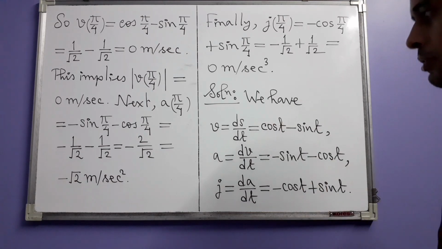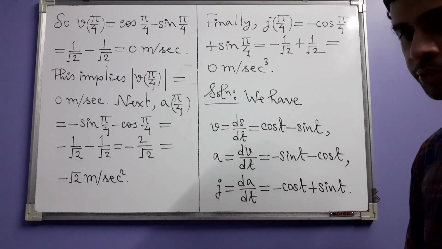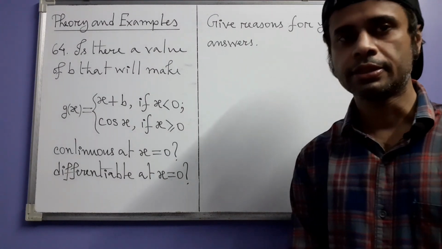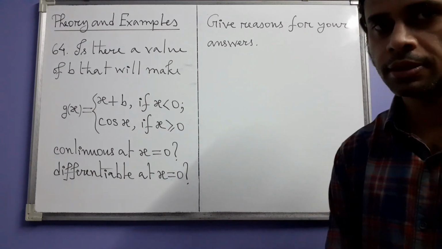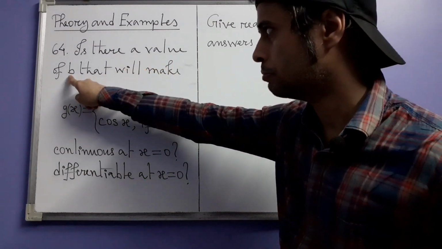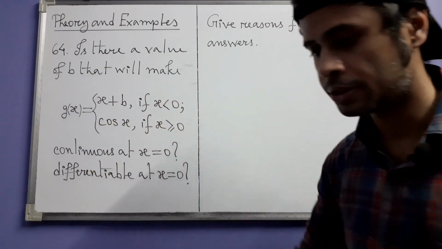So that's the solution. And next let us see problems involving theory and examples. So next we have problem number 64. Is there a value of b that will make this function continuous?